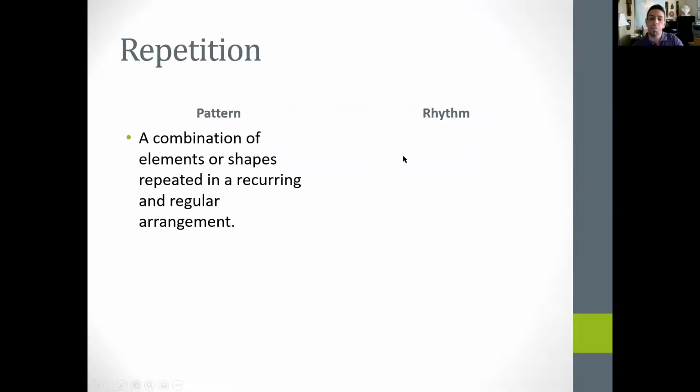There's two things to keep in mind with repetition. One of them is going to be pattern, and that one you can recognize pretty easily. It's just the combination of elements or shapes repeated in a recurring and regular arrangement. Very, very easy to recognize, right?